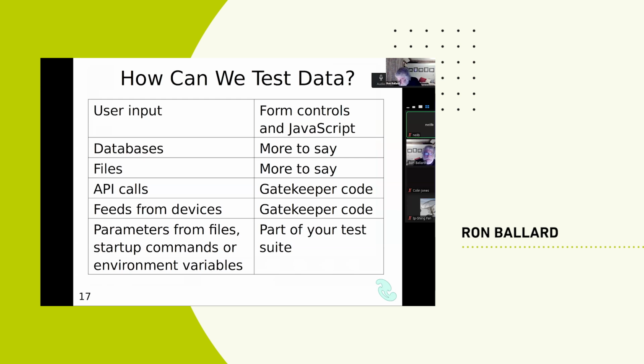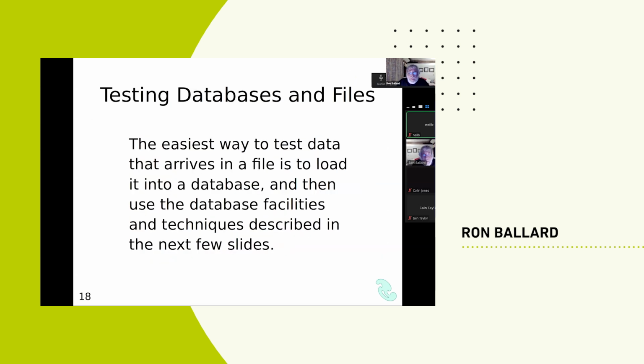So how can we test data? Well, we've mentioned some of these: the form controls, the API calls, streams from devices, and parameters. But there's more to say about databases and files, so we'll do that now. I think the easiest way to test data that arrives in a file is to load it into a database and then use the database facilities and techniques described in the next few slides.